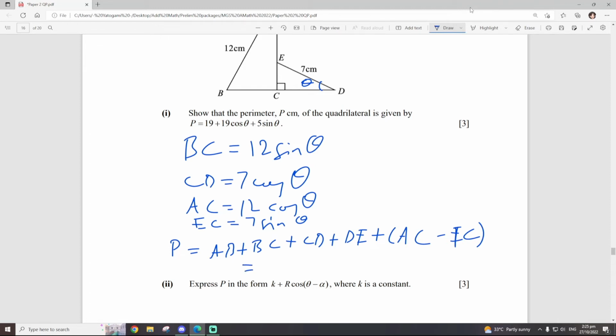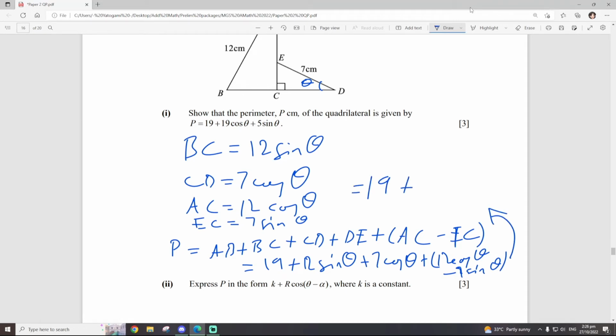Okay, which should give you the thing that you want. AB is 12, so you get 19. AB plus DE is 19. BC being 12 sine theta, so 12 sine theta plus CD, which is 7 cosine theta, plus 12 cosine theta minus 7 sine theta. This is 19 plus 7 plus 12 is 19 cosine theta. And then the 12 minus 7 is 5, so plus 5 sine theta. Okay, express P in this form.